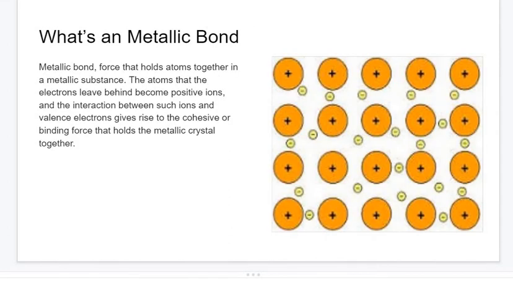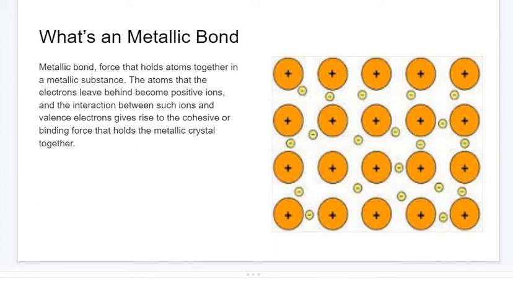So now I'll explain to you what a metallic bond is. Once again, here's the example on the right of your screen. A metallic bond is a force that holds atoms together in a metallic substance. The atoms that the electrons leave behind become positive ions because there's more protons in them. And the interaction between such ions and valence electrons gives rise to the cohesive or binding force that holds the metallic crystal together.